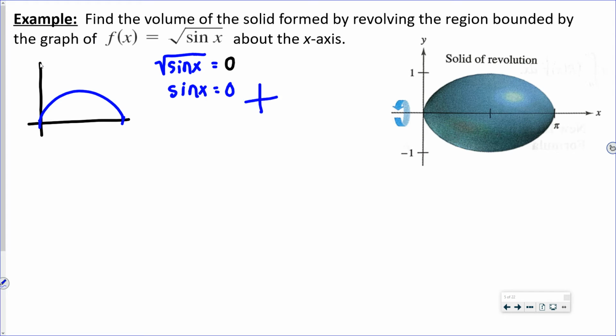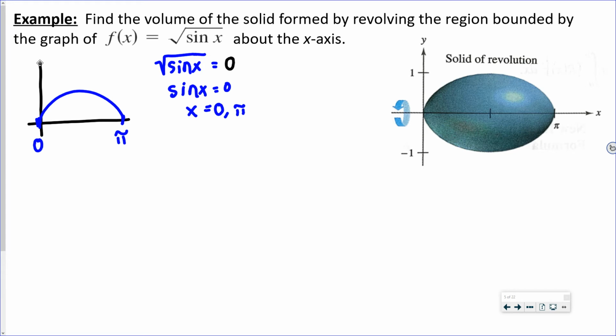Okay, I'm thinking on my unit circle. Sine is 0 at 0. Oh, well, get out of here. When x is 0 and pi. So that makes sense that this right here would be 0 and pi.